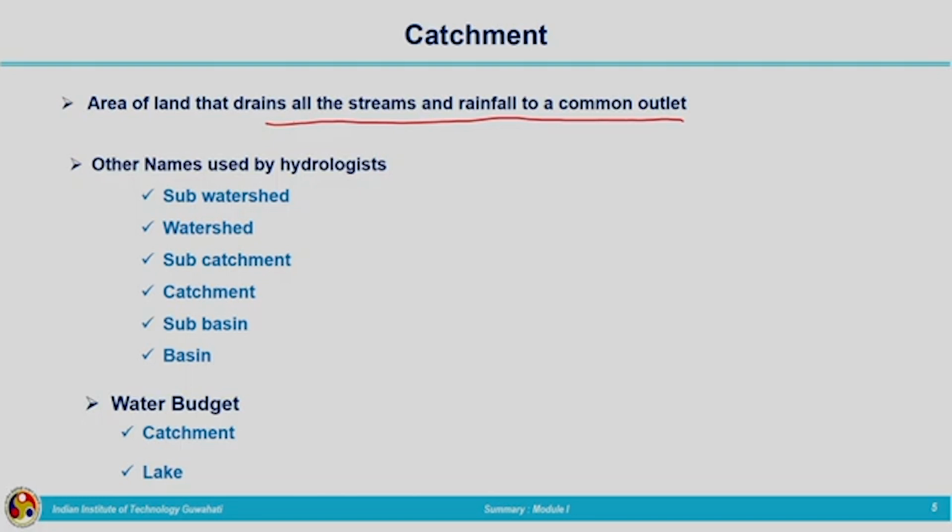And after seeing the catchment, we have seen the water budget equations corresponding to catchment and lake. Then we could understand that all these different hydrologic processes are very complex, and the movement of fluid, that is, it can be in the vapor form, it can be in the liquid form, is very complex in nature. So, for doing the analysis or the quantification of water, we need to have some approach to write all these things in mathematical form.